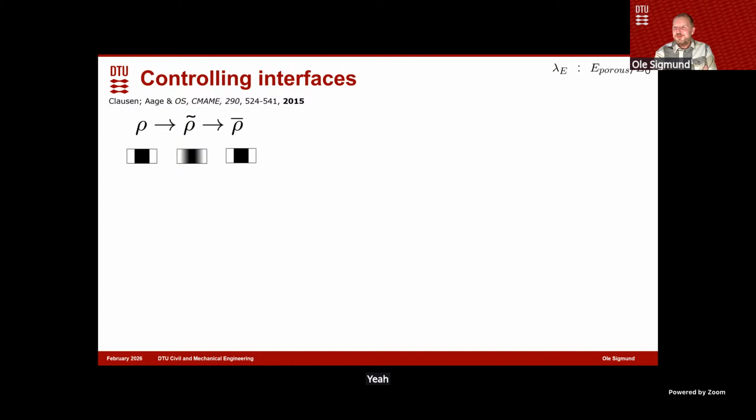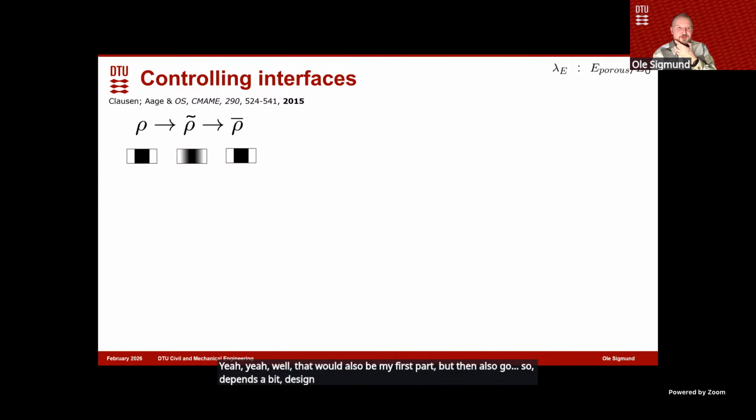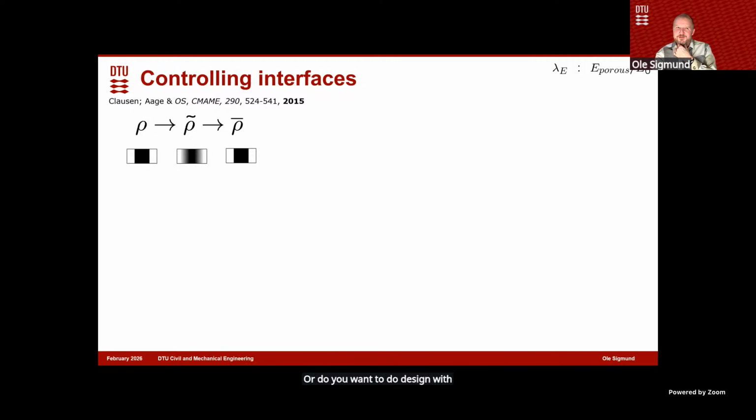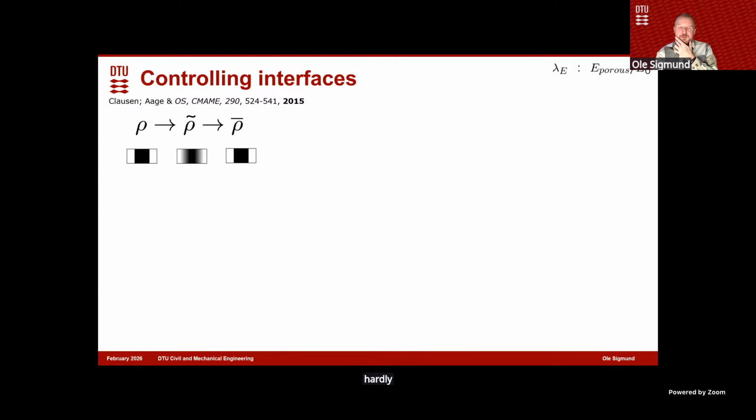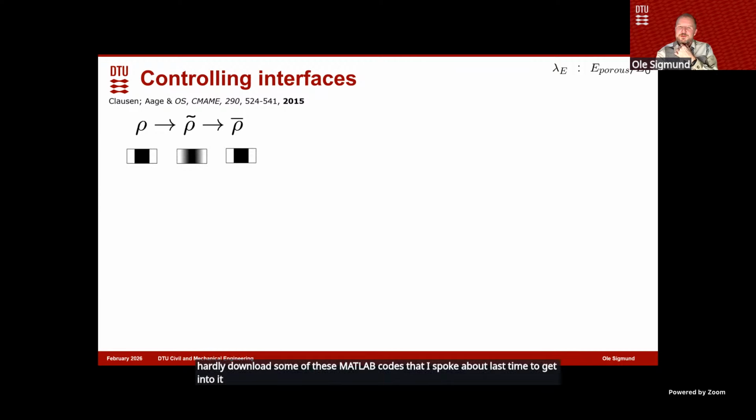Yeah, that would also be my first pick. But it depends a bit on what you want in design optimization. Do you want to actually play with the codes, or do you want to do design with topology optimization? If you're really interested in the topic, then go to our webpage, download some of these MATLAB codes that I spoke about last time to get into it. And definitely also look up the top-opt apps, play around with those and get a feeling for these things.